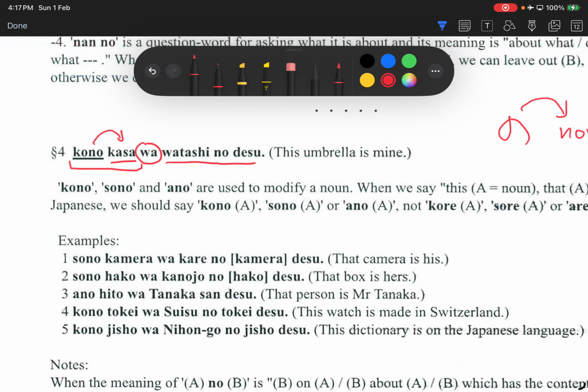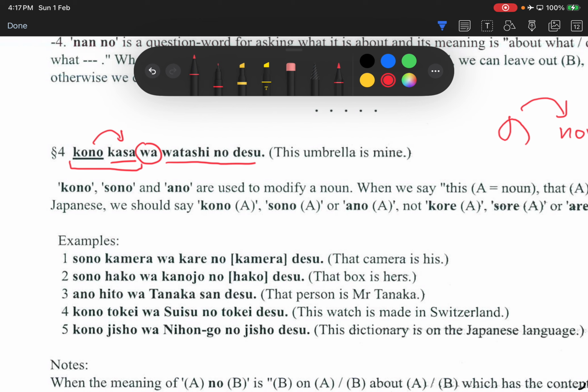M-I-N-E. So previously we were saying 私の傘, my umbrella, M-Y umbrella. But now when I put the word 私の at the end, it becomes mine, M-I-N-E. So from M-Y becomes M-I-N-E. So it depends on the location on where you use 私の. It can mean my, M-Y. It can also mean mine, M-I-N-E. So it depends on the location.